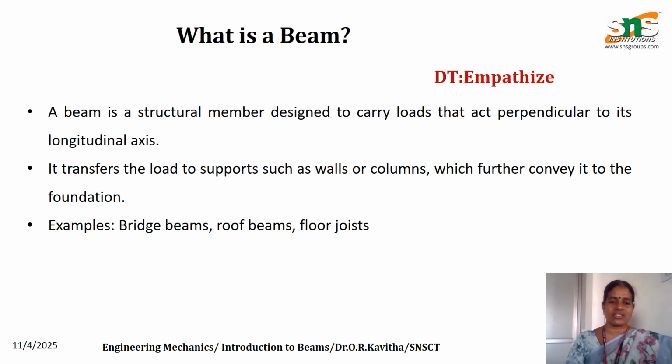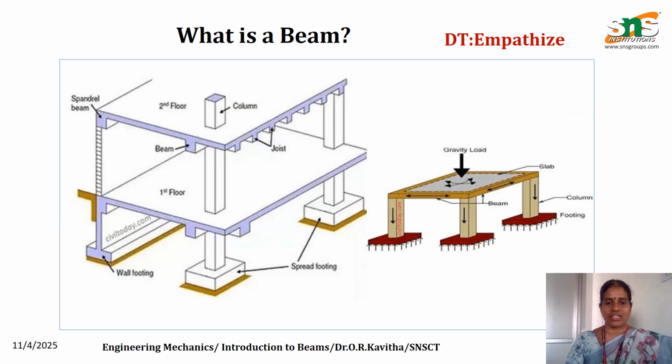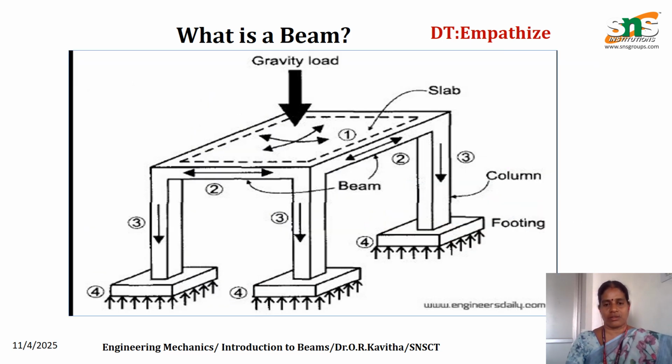We are mainly using beams in the RCC structure, that is a framed structure. That structure may be a building, or bridges, or floor joists, anything. So you can see this is a reinforced concrete framed structure, and it is made up of slab, beam, column, and foundation. If you are taking the framed structure, the load transferring mechanism is mainly that first the slab load will be distributed to the adjacent beams.